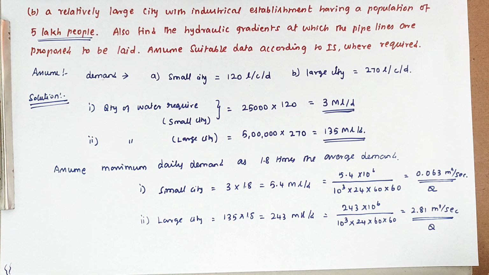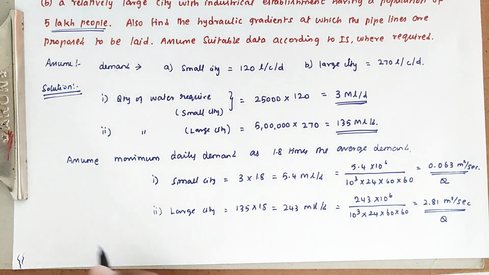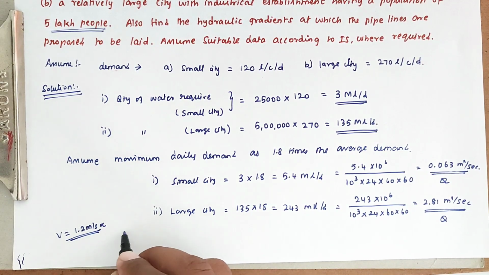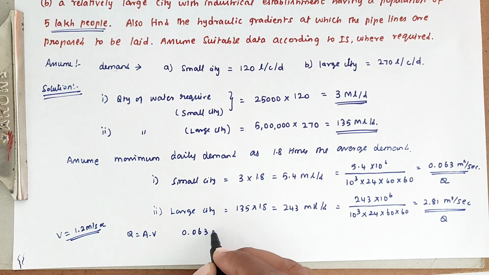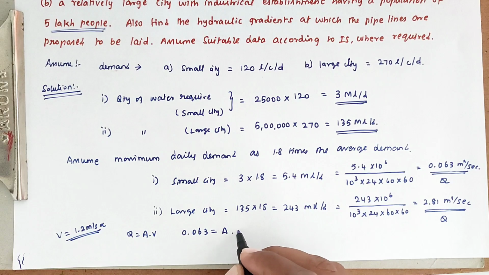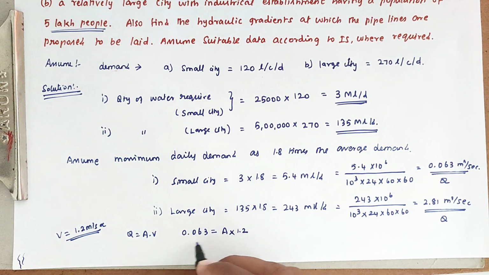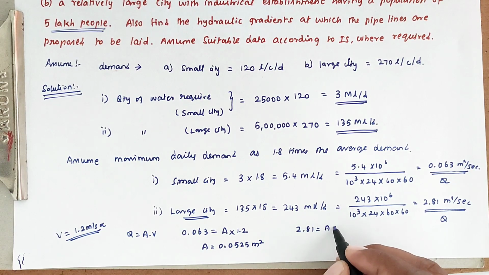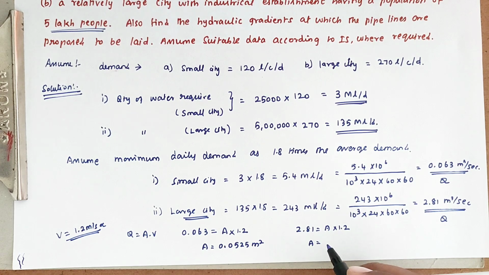Next, we have to find the area of the conduit, and the diameter of the conduit is the answer to the first question. Now we assume the velocity is 1.2 meter per second. This is an assumption. So we take Q equal to A into V. Q is 0.063 meter cube per second equal to the area, which we have to find, into the velocity of 1.2 meter per second. Solving this, we got A as 0.0525 meter square. Likewise for the large city, 2.81 equal to area into 1.2, so the area will be 2.36 meter square.